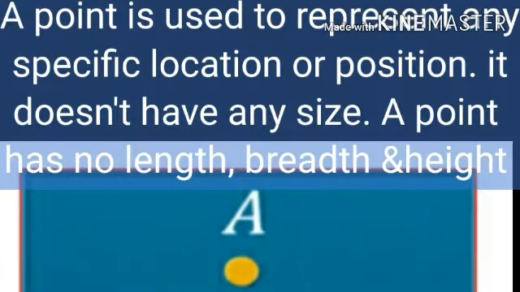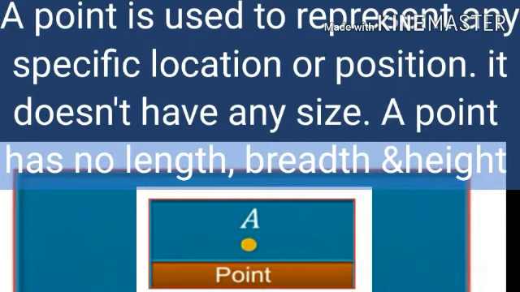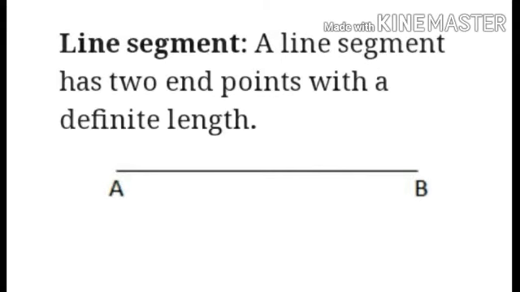Point. A point is used to represent any specific location or position. It doesn't have any size. A point has no length, breadth, and height. Line segment. A line segment has two endpoints with a definite length.